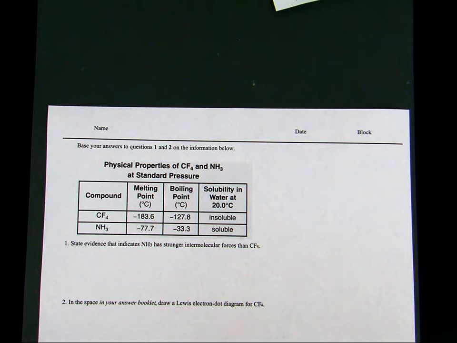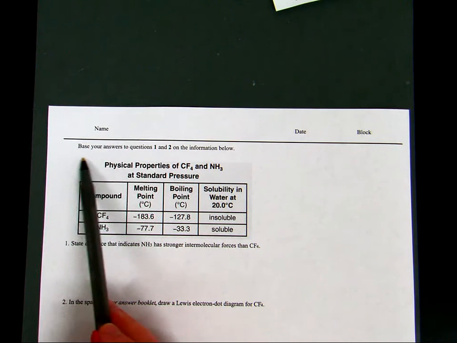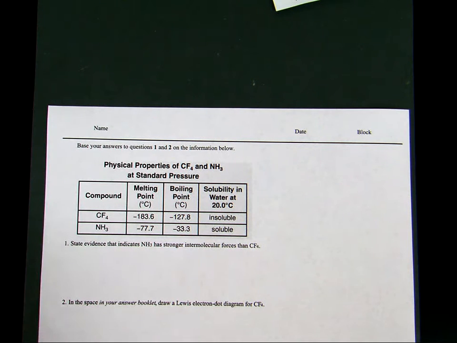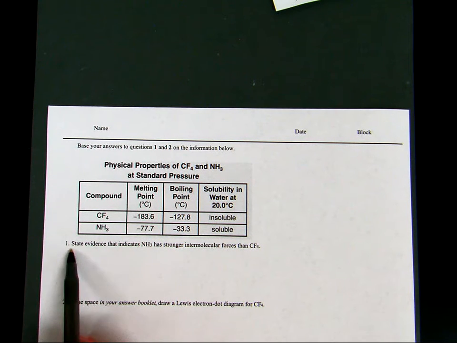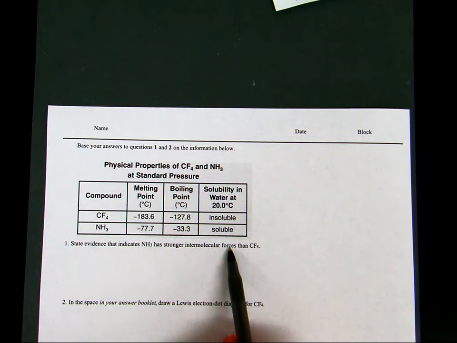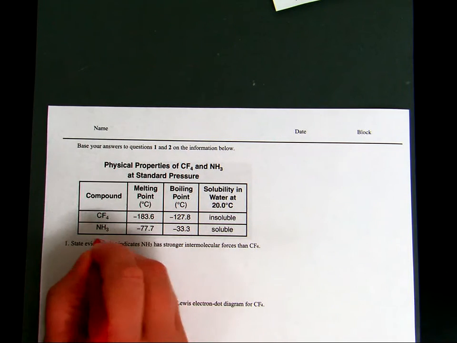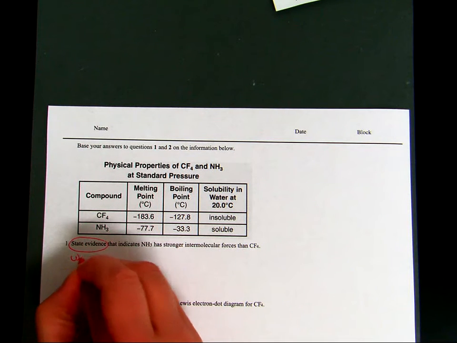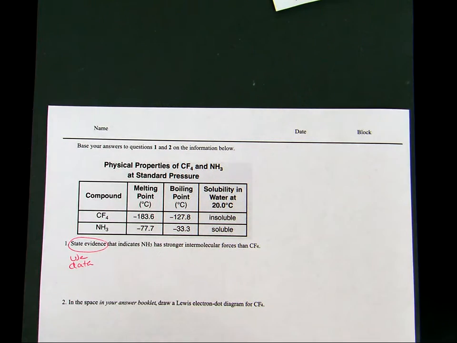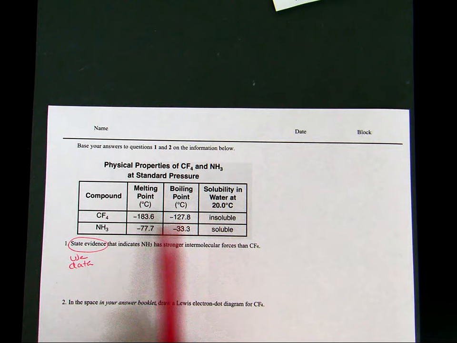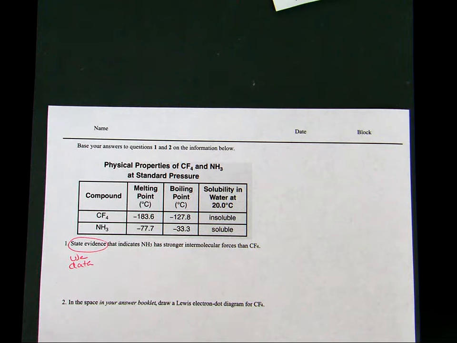So now, take a look at question 1, where it tells us, base your answers to questions 1 and 2 based on the information provided. So it says, in question 1, state evidence that indicates NH3 has stronger intermolecular forces. So when it says state evidence, they're typically looking at use evidence or use something from the data that's provided in a data table, a chart, a graph, or in the reading. So use data.